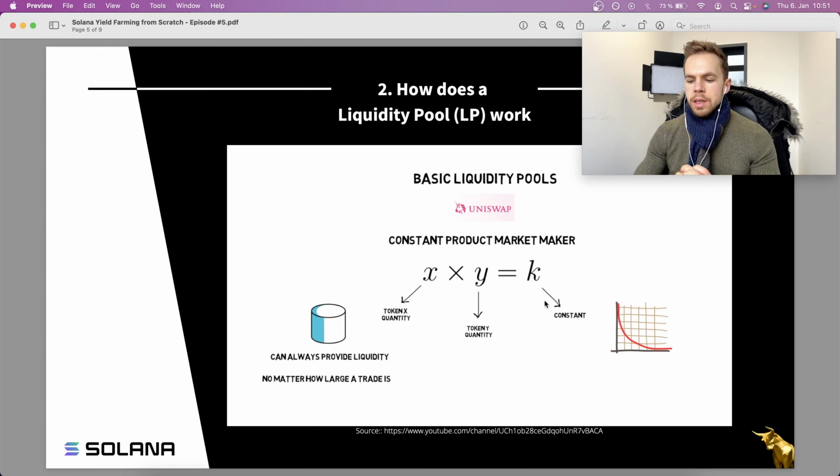This is actually the model that Uniswap uses most of the time, and it's based on the formula x times y equals k. This means basically, if you have $100, for example, you put in $50 worth of Solana and $50 worth of USDC, and this in total, multiplied with each other, keeps a constant.